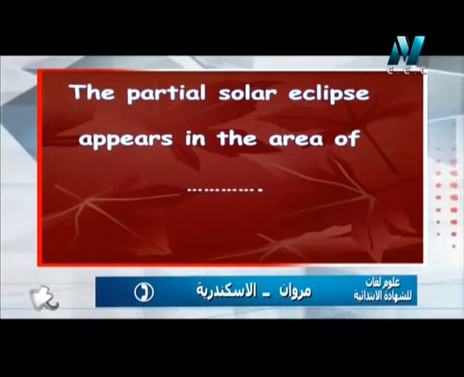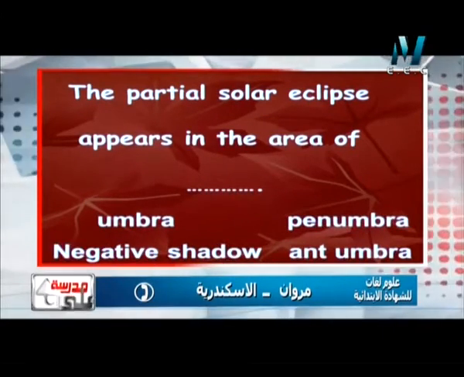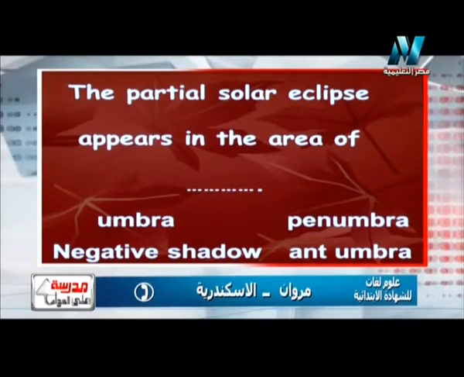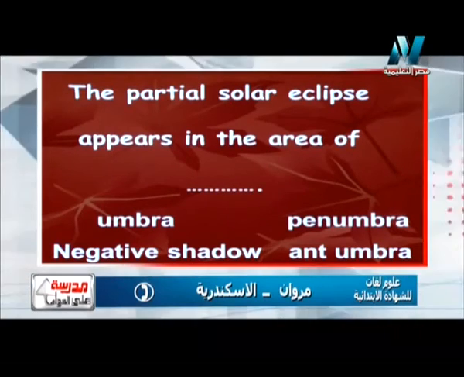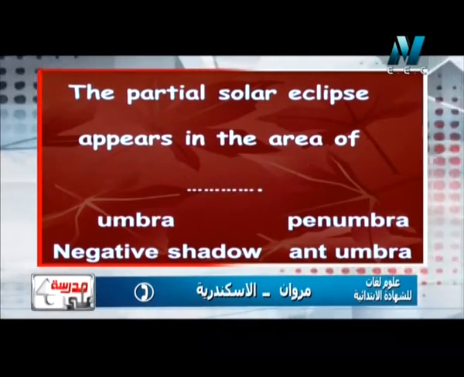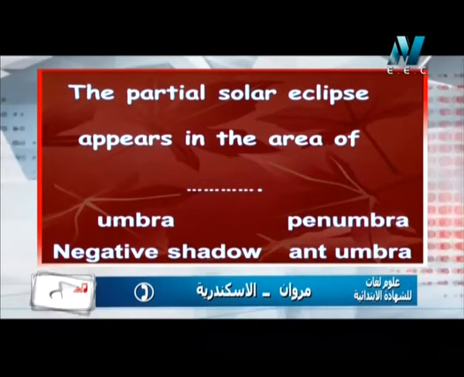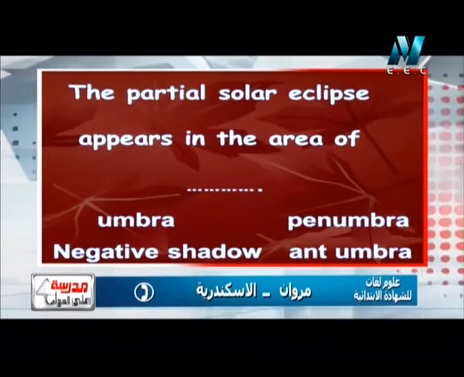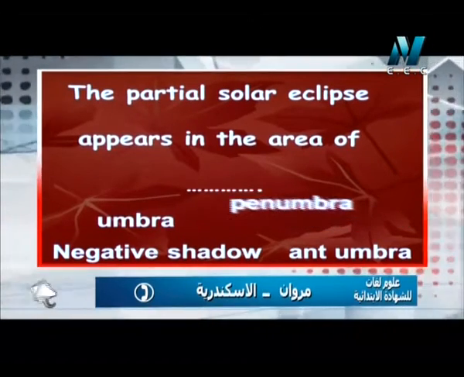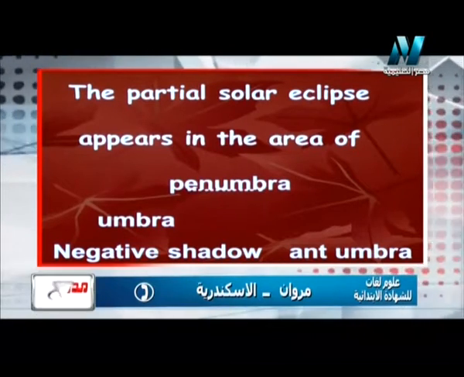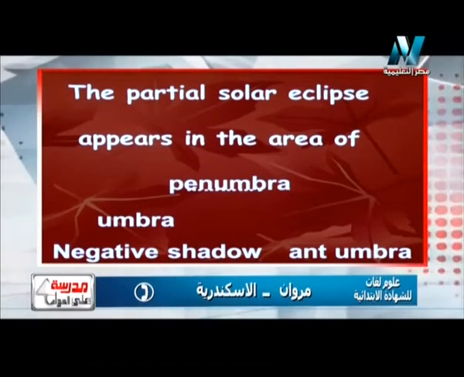Another question. The partial solar eclipse appears in the area of: umbra, penumbra, negative shadow, and antumbra. Partial, Marwan, please observe, begins with the letter what? Penumbra. Yeah, very good. Partial begins with the letter P, and penumbra also begins with the letter P. So it will appear in the penumbra area of the moon.